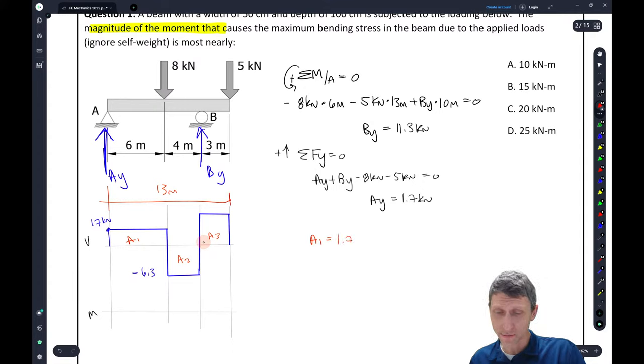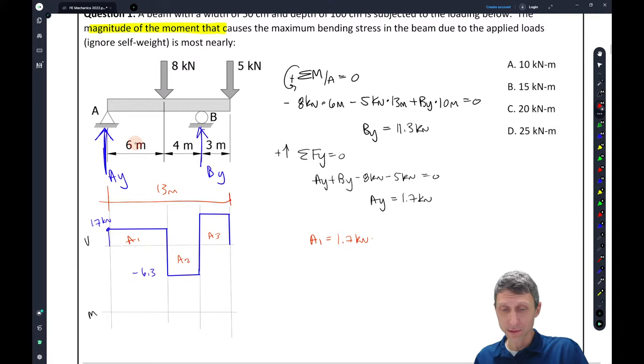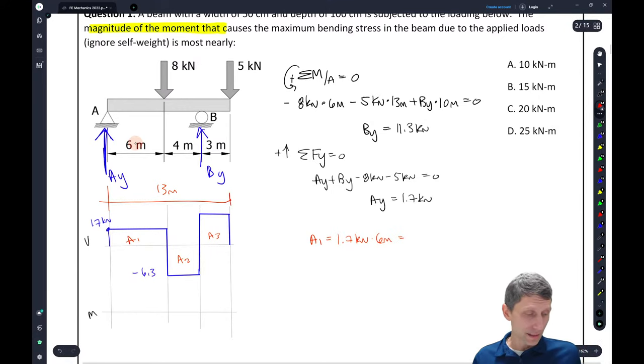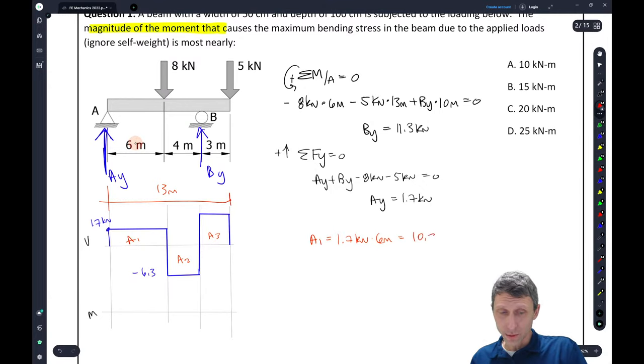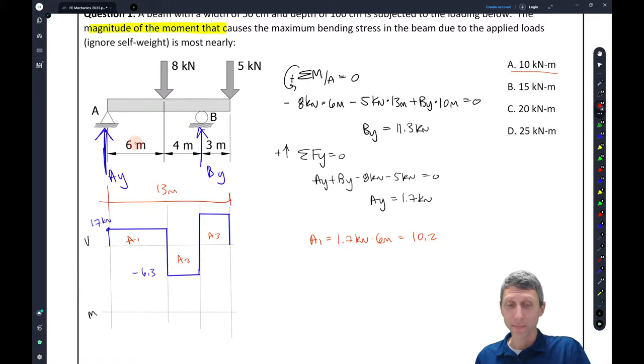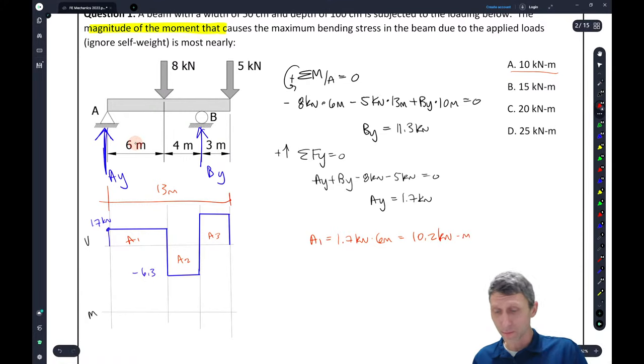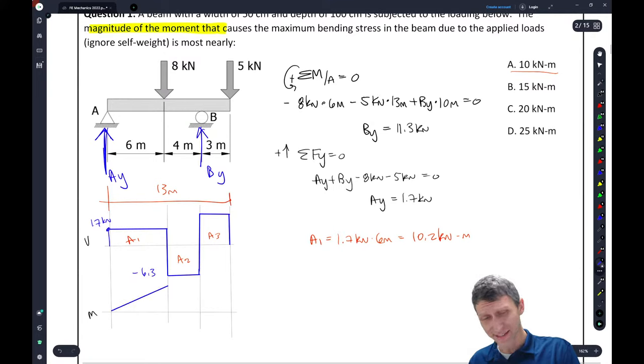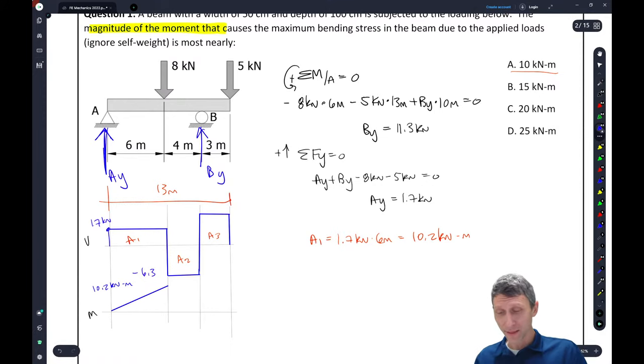It's 1.7 kilonewtons times how many meters up here? It's 6 meters, so 6 meters, and that's going to equal 10.2. You might be tempted just to stop right there and hit the 10 kilonewton button and go from there. We could do that, but you don't, because it would be wrong. So what we have here is 10.2 kilonewton meters.